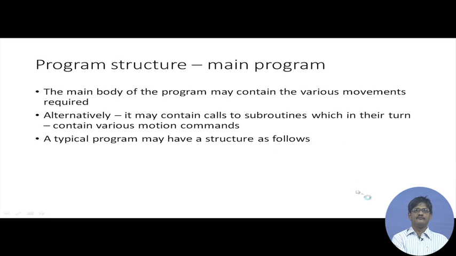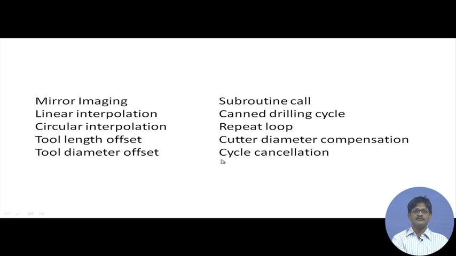So, let us have a look at the different options present inside a program. We might have the mirror imaging option. As the name implies, if you have a bilaterally symmetrical job, that means it is symmetrical on two sides of a central line, you can call mirror image, program for one side only, and use a repeat loop to do the other side automatically after calling for mirror image. This sufficiently reduces the number of lines and the possibilities of errors.